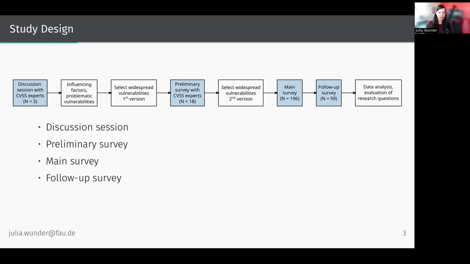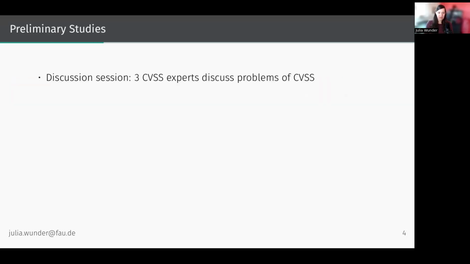So let's start with the preliminary studies. In fact, these consisted of 2 steps. The first step was this discussion session with 3 CVSS experts. And here we discussed problems of CVSS they experienced in practice. And we also talked about problematic vulnerability types and also metrics that often cause discussions and problems when evaluated with CVSS.